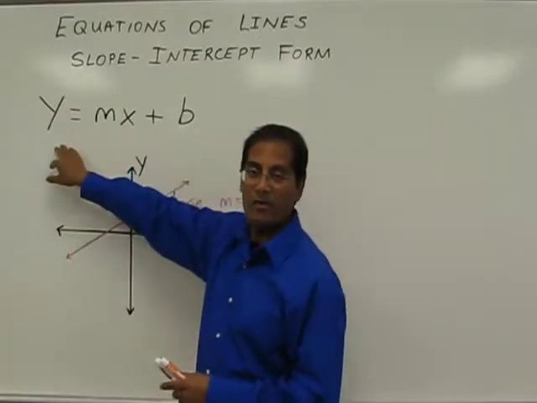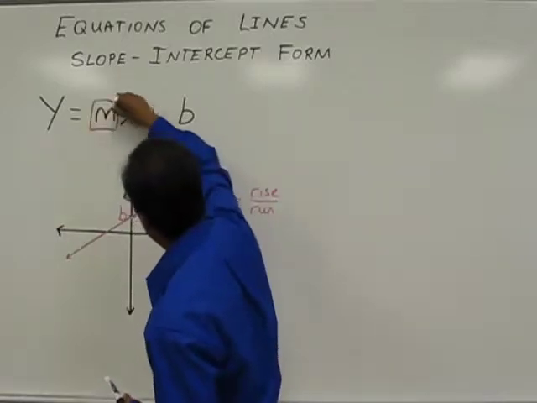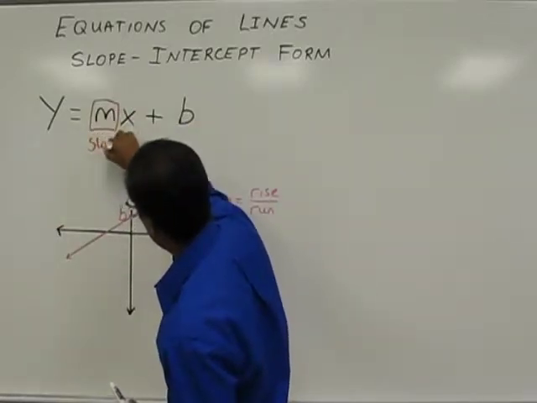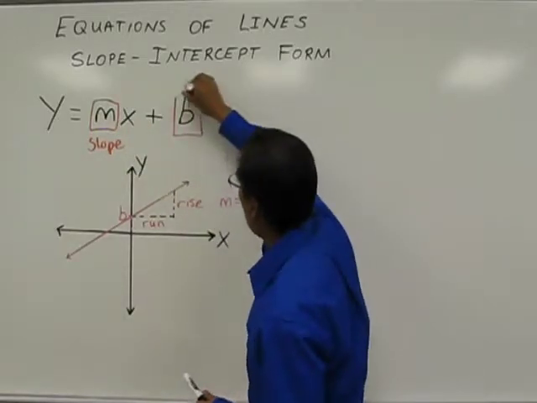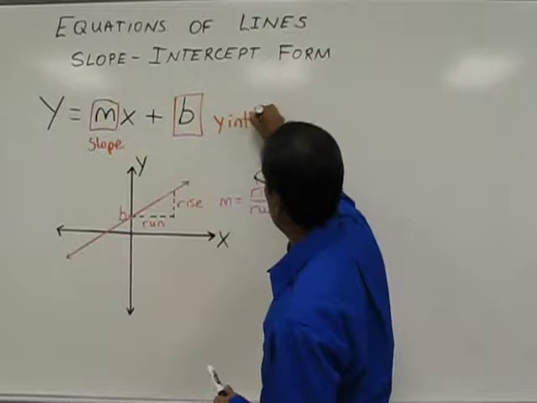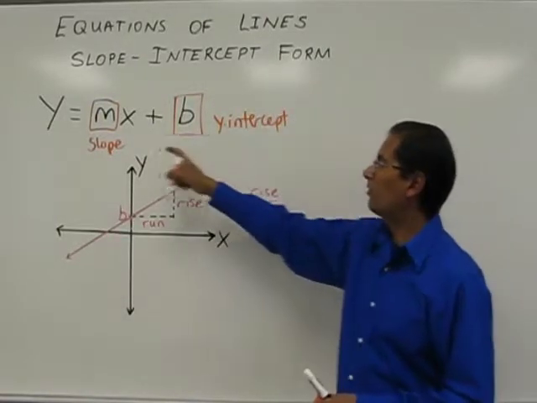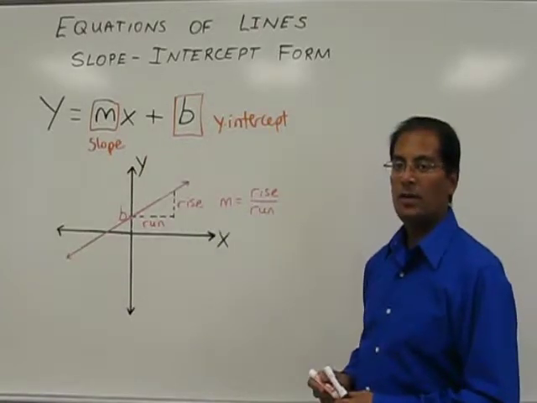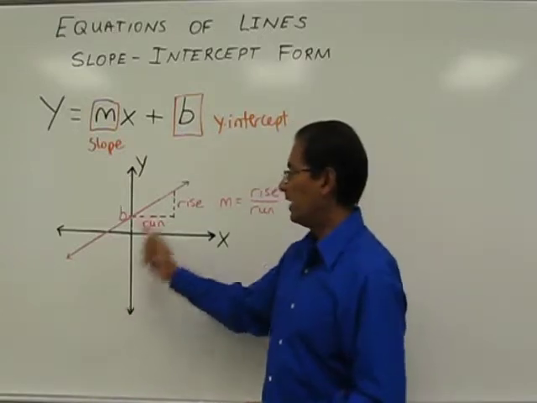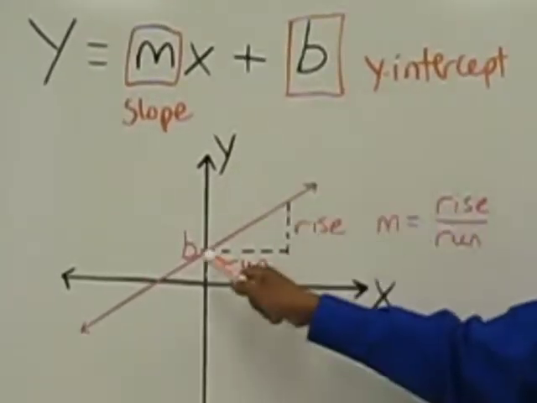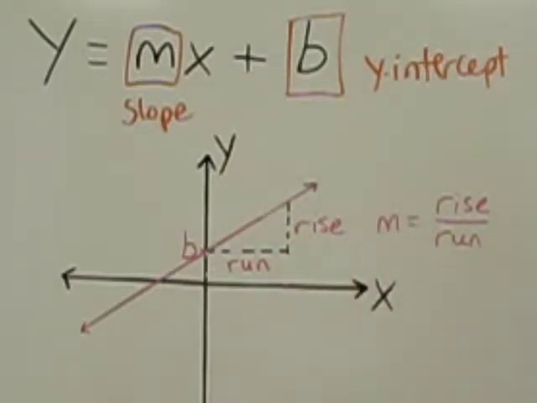X and y are the variables, and m is the slope, and b is the vertical or y-intercept. So it's called the slope-intercept form for the equation of a line, y equals mx plus b. If we look at a graph of any line, the b would be where we intersect the y-axis, and then that line would have some slope, which would be m.